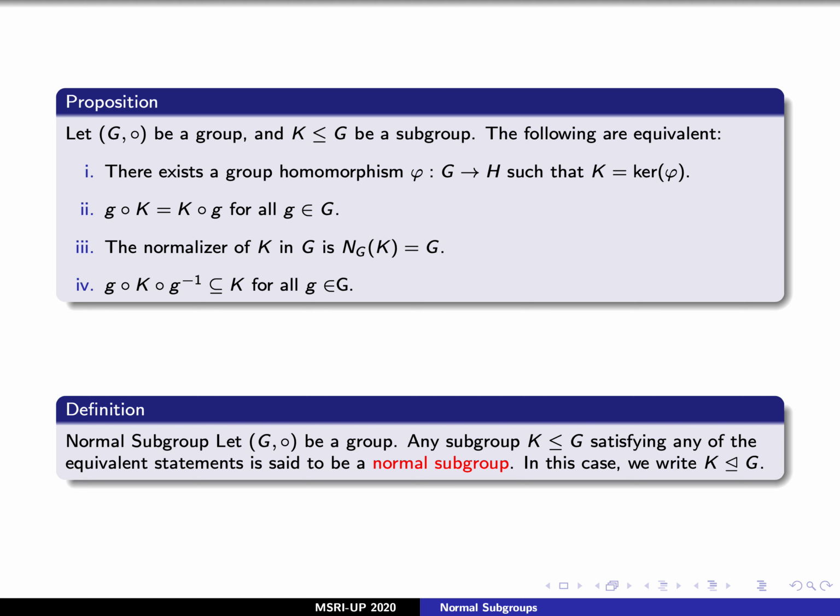So any subgroup K satisfying any of these equivalent statements is said to be a normal subgroup. In this case, instead of saying that K is less than G, we'll put a little arrow next to the less than to make it look like a triangle. And we'll say that K is normal in G.